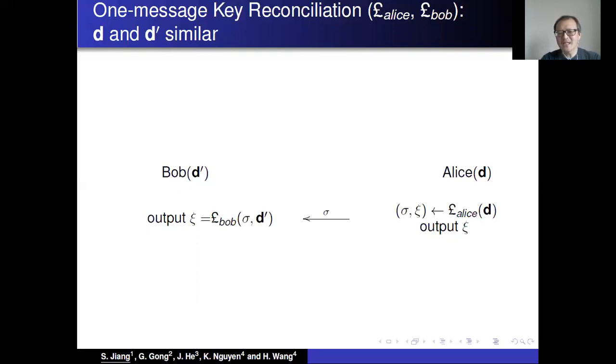To do this, Alice uses a function to compute a message sigma and a secret psi. The message sigma is sent to Bob. Alice outputs psi as the common secret. Bob receives this sigma, then he uses d prime and sigma to recover the common secret. So this is a one-message key reconciliation scheme.